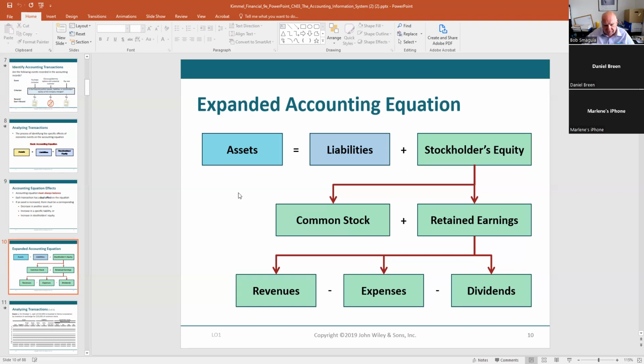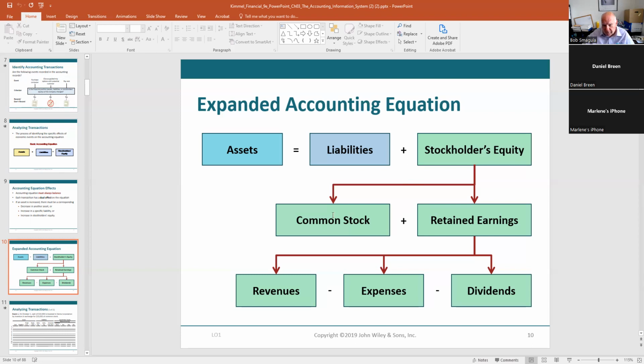So if you have assets of, say, $1 million and your liabilities are, say, 300,000, your equity is 700,000, okay? So assets equal liabilities plus equity, or assets minus liabilities equal stockholders' equity. Now, what are the components of stockholders' equity? In our book, we're starting off with just two things. We're starting off with common stock and retained earnings, okay?